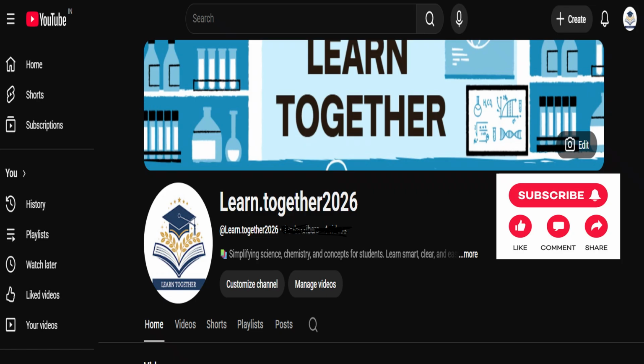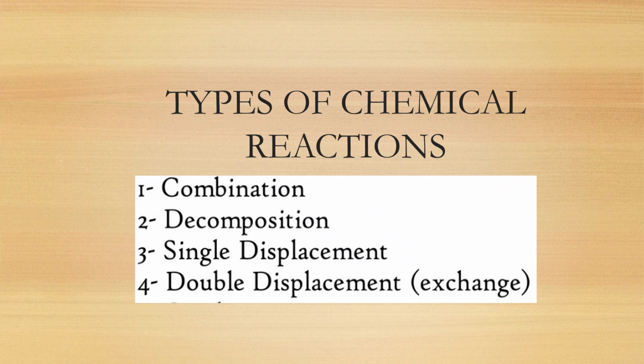Now, welcome to the topic Types of Chemical Reaction. In this particular topic, we will be studying the types of chemical reaction, that is combination reaction, decomposition reaction, single displacement reaction, double displacement reaction, which is also known as exchange of radicals. So let's move to our topic.